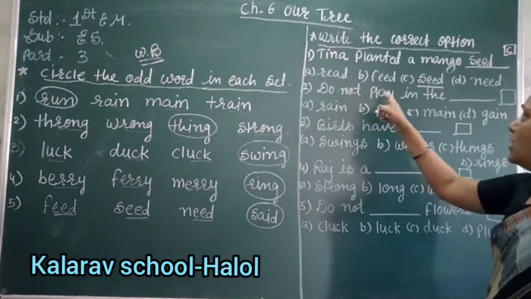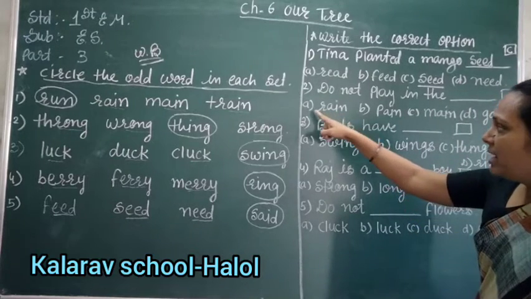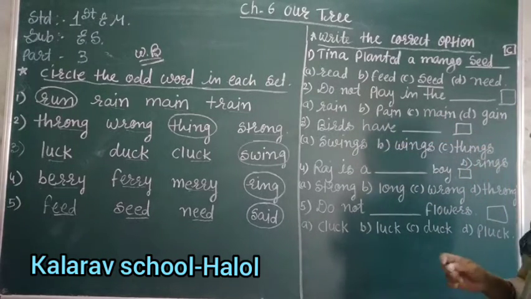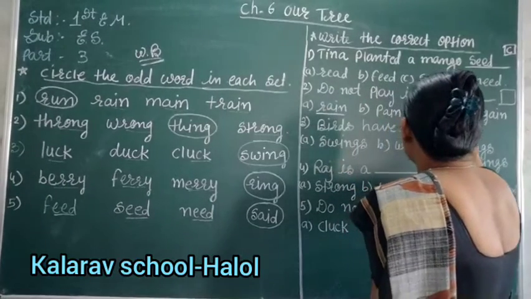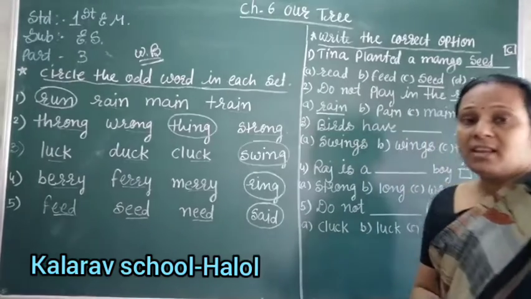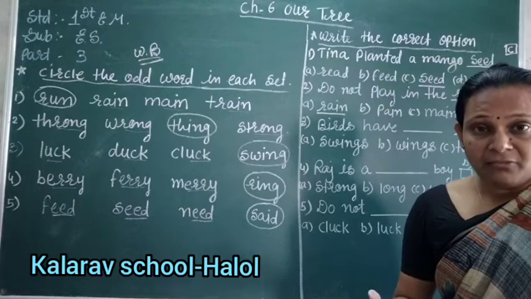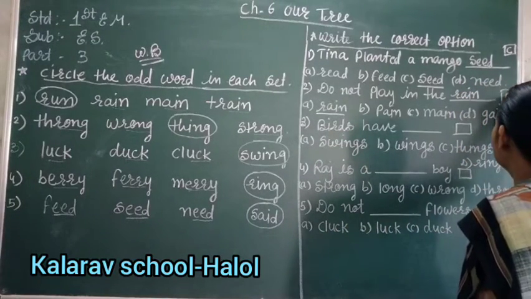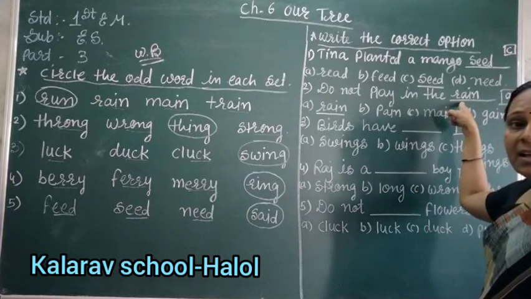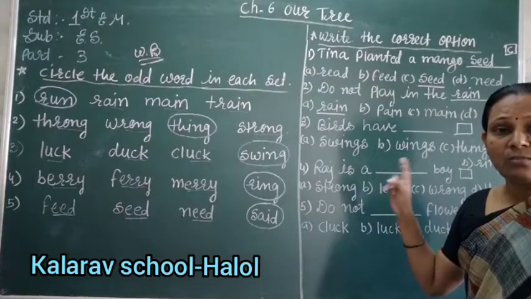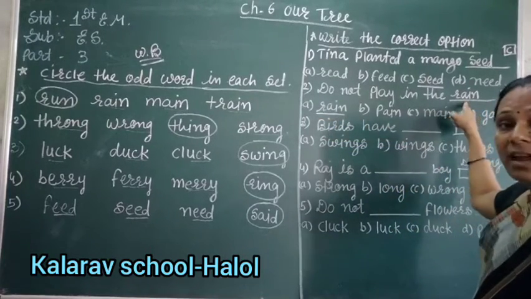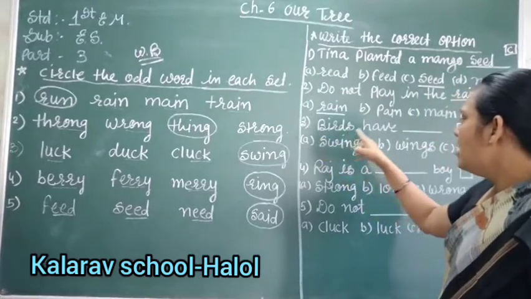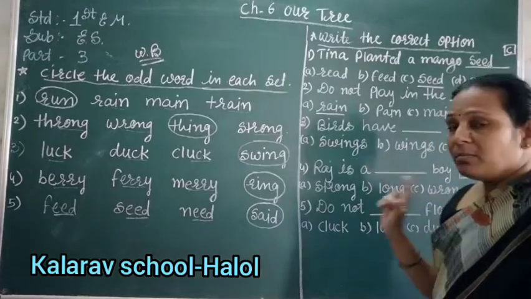Now second number. Do not play in the blank. A option pen, B option men, C option game. So, do not play in the rain. Why do you not play in the rain? Because when the rain is falling heavily, if you play in the rain, then you get a fever, you have a cough, right? So, do not play in the rain. Here the option is A. And write in the fill in the blanks R-A-I-N, then you also write in the workbook like that. Firstly, you have to underline and write in the fill in the blanks, and if a box is there then you have to write the option.